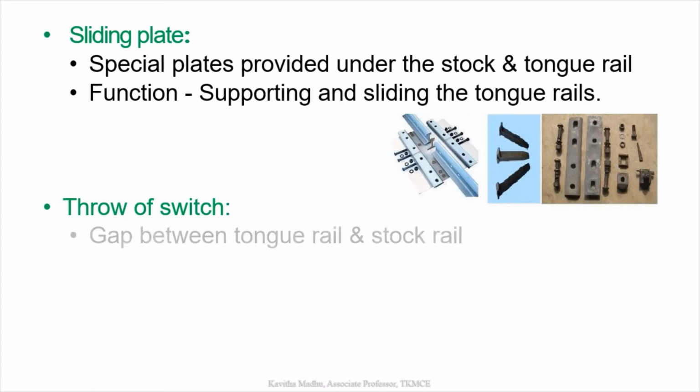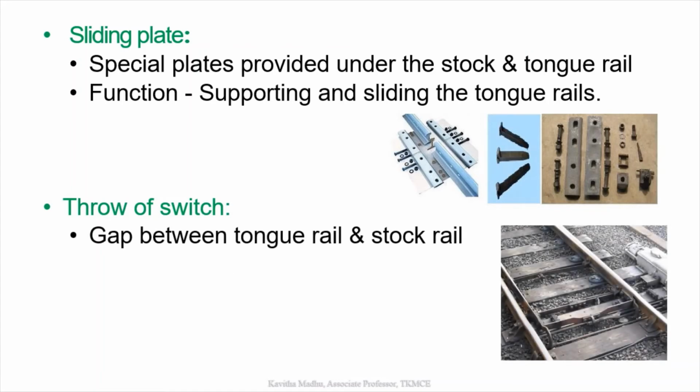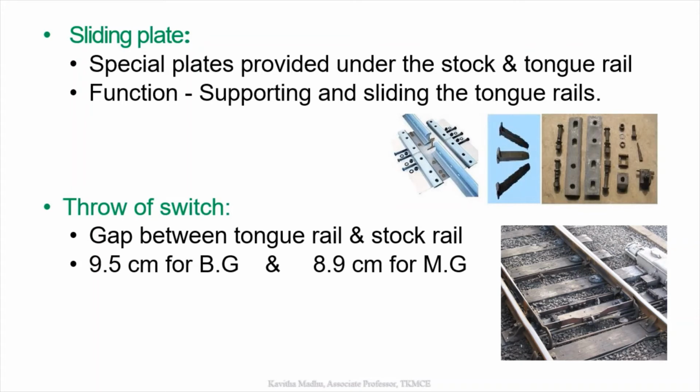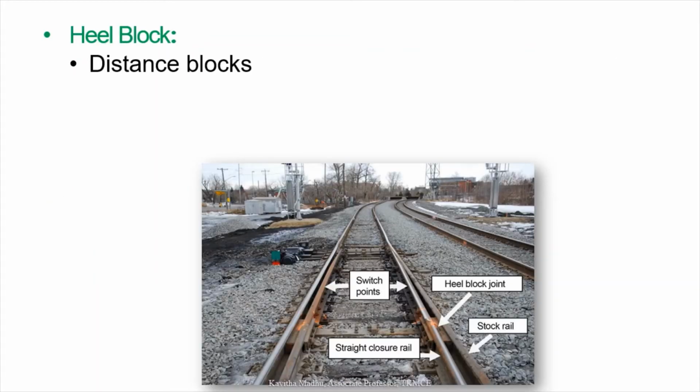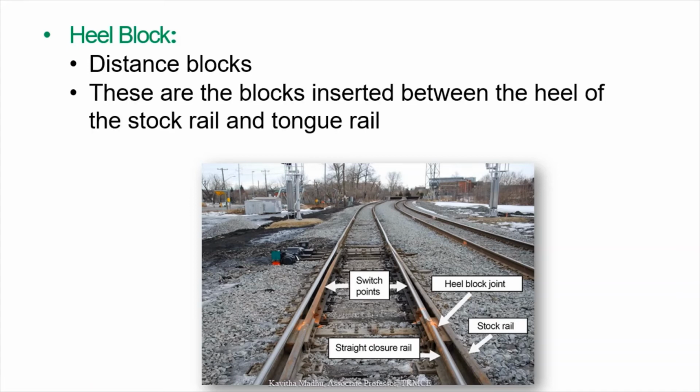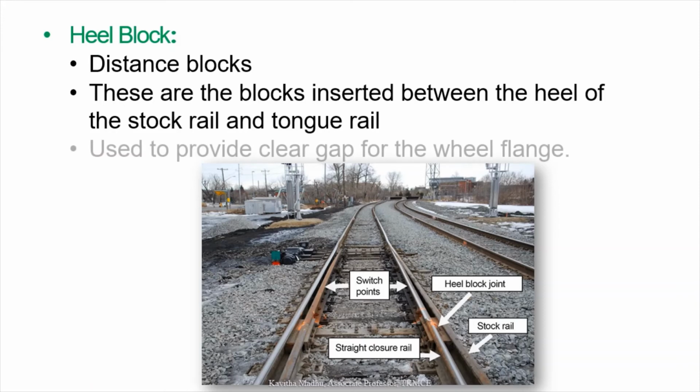Next, the throw of the switch. It is the gap between the tongue and the stock rail, and it is fixed as 9.5 cm for broad gauge and 8.9 cm for meter gauge tracks. Next is the heel block or the distance block. These blocks are inserted between the heel of the tongue rail and the stock rail. These are made of cast iron and are used to provide a clear gap for the wheel flange, to maintain proper heel divergence. The distance block is the same as the heel block but is used to provide a distance or gap for the flangeway between the running rail and the check rail, hence termed as a distance block.